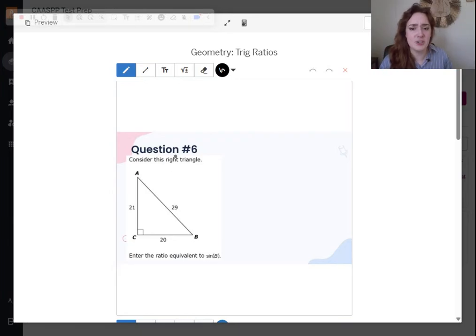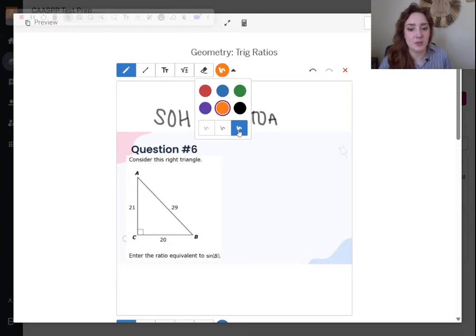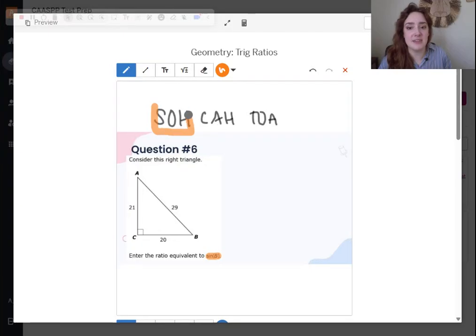All right. So question, in this case, it was number 6 for my study guide. It says, consider this right triangle, and we want to enter the ratio that's equivalent to the sine of B. So first things first, anytime we're talking about trig ratios, we want to start by writing our acronym SOH CAH TOA. This is to help remind us the order of those trig ratios. We're talking about sine, so that's going to be this one here.